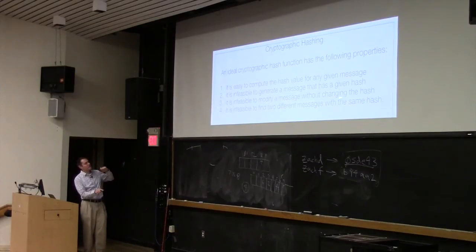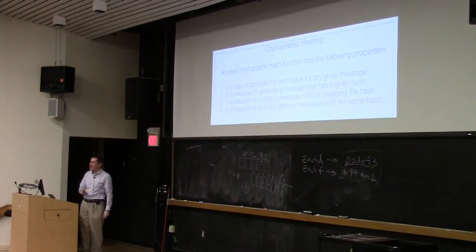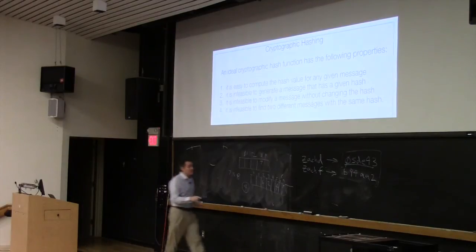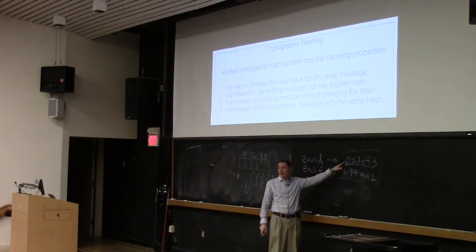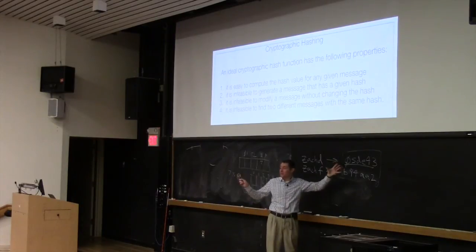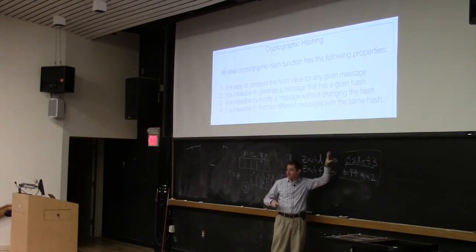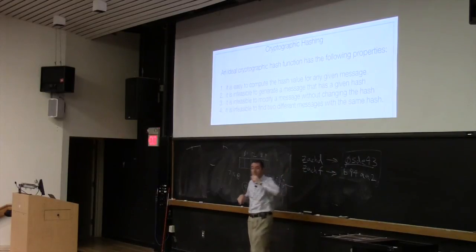Infeasible to modify a message without changing the hash. Right? So if we change Zach D to Zach F, we want a completely different hash. And it's also infeasible to find two different messages with the same hash. Now, you will eventually get collisions, but you want them to be very hard to get. So if I pick Zach D, it should go to this one. And if I pick Barnaby Jones as my password, it should go to something completely different. They both should not go to the same value. Okay? Question then question. Yeah.